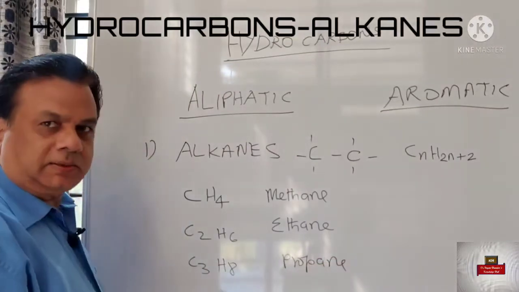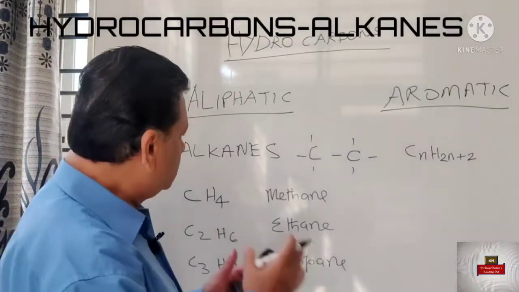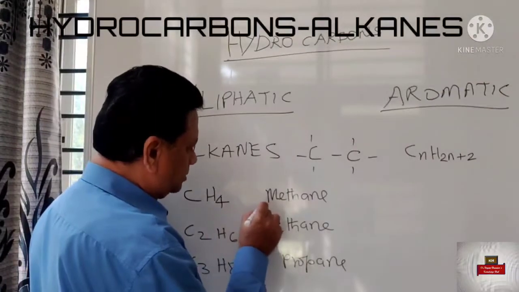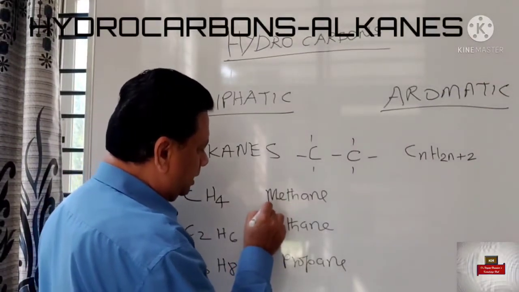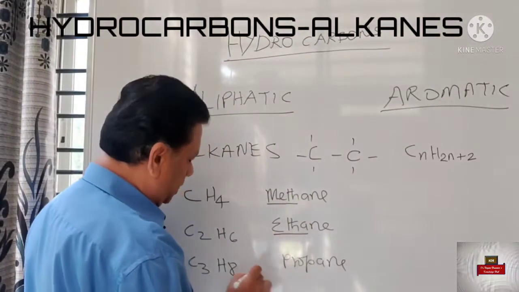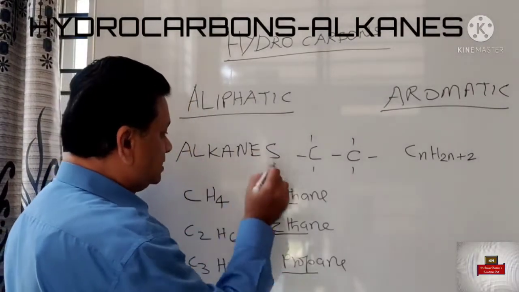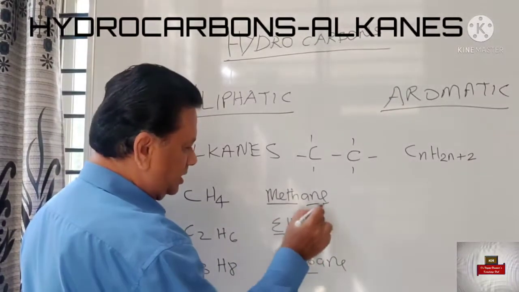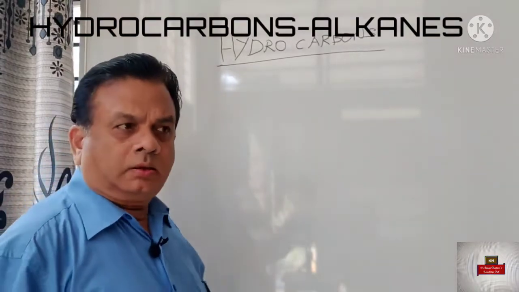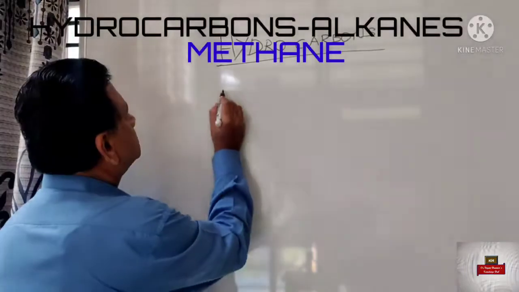So there is a defined method for how to name these compounds. If there is one carbon, we have a word root meth. For 2 carbons, we have a word root eth. And if it is 3 carbons, the word root is prop. Since they are alkanes, the name should end with ane. So methane, ethane, propane.